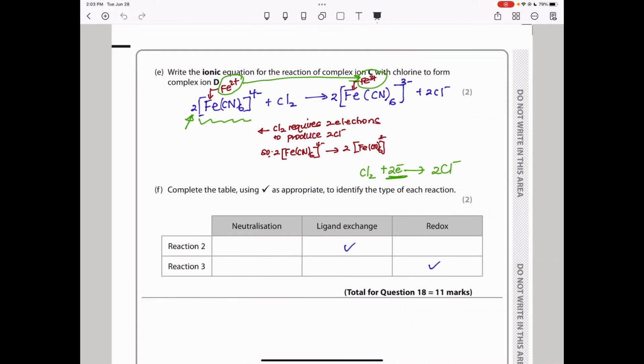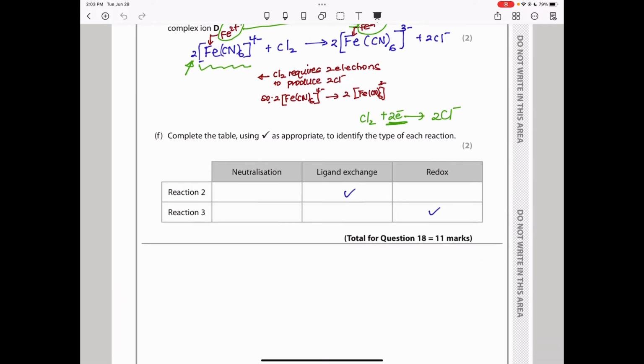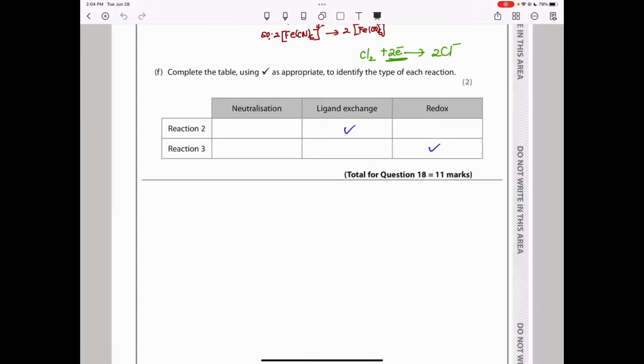That is correct. And then the redox reaction, which is this one here, we have just seen whereby the chlorine is gaining 2 electrons, and then those electrons had to be donated by the complex that was there previously. This brings us to the end of question 18. Let's continue to question 19.